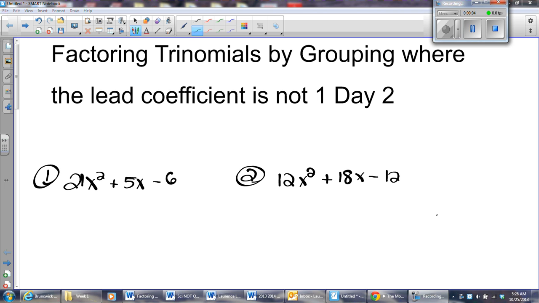Howdy, students. Mr. Lawrence here, and we are factoring trinomials by grouping where the lead coefficient is not 1. Day 2. We're going to get right down to it. We're going to actually do 8 problems this time. I'll do them as quickly as I can. You should be writing down notes.